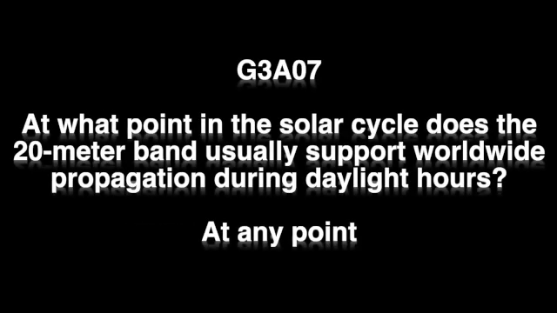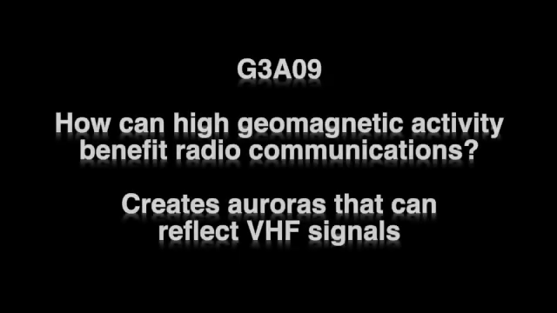G3A07. At what point in the solar cycle does the 20-meter band usually support worldwide propagation during daylight hours? At any point. G3A08. How can a geomagnetic storm affect HF propagation? Degrade high-latitude HF propagation. G3A09. How can high geomagnetic activity benefit radio communications? Creates auroras that can reflect VHF signals.